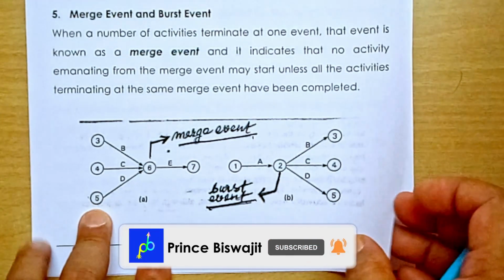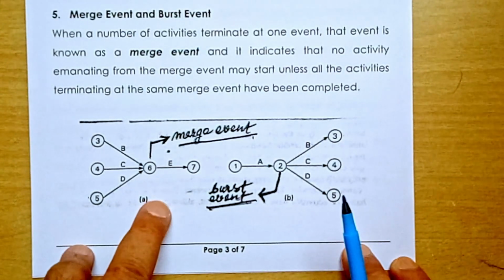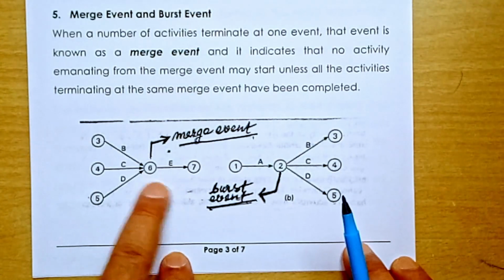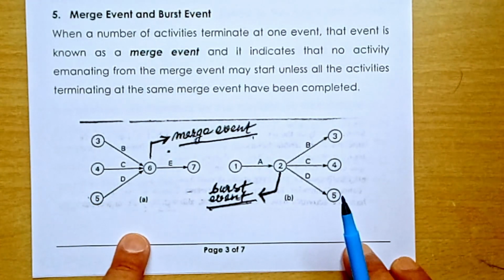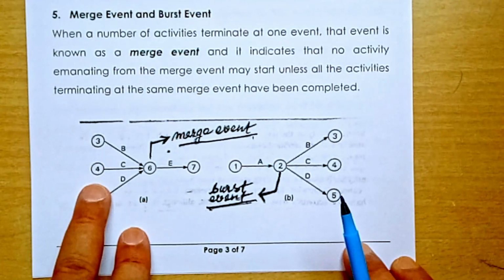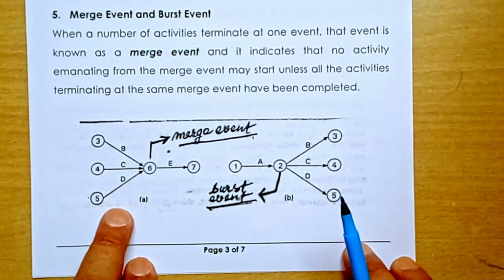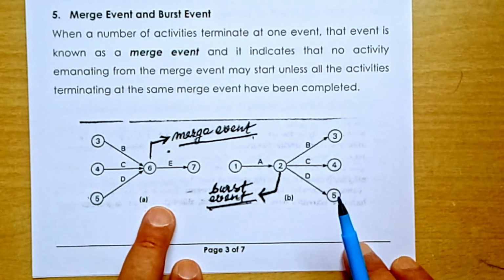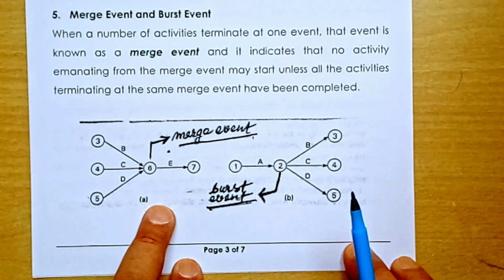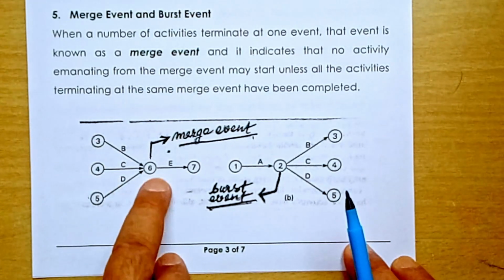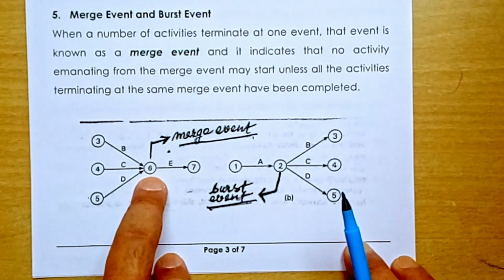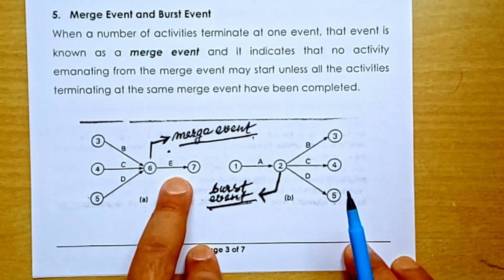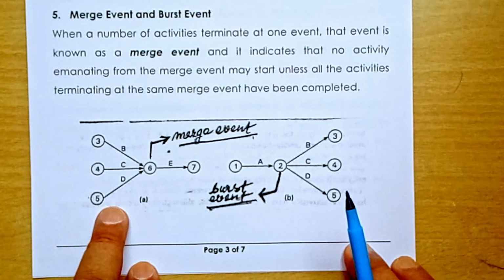Okay? And at this point, remember one thing. In case of a merge event, E cannot start until and unless B, C, D are completed or finished. Until and unless activities B, C, D are completely done, event E cannot be started. This is in case of a merge event, where 3 activities are merged into one event number 6, and after that an activity starts, E activity starts. So to start activity E, B, C, D, these activities must be completed.